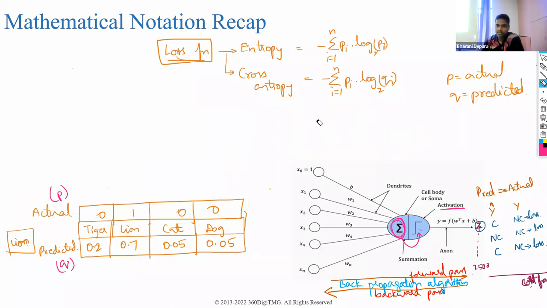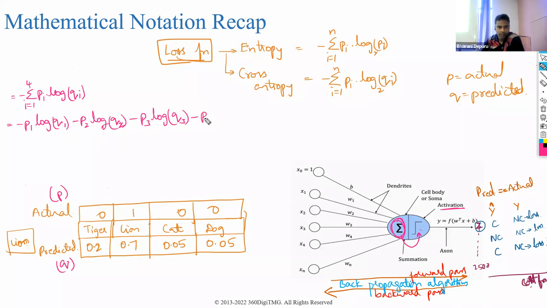Now, the multi-class classification formula. Here you have four classes, so you write this formula as minus the sum from i equal to 1 until 4 of pi into log of qi. When you substitute i equal to 1, you get p1 into log of q1 base 2, minus. When you substitute i equal to 2, you get p2 into log of q2, minus. When you substitute i equal to 3, you get p3 into log of q3, minus. When you substitute i equal to 4, you get p4 into log of q4 base 2.